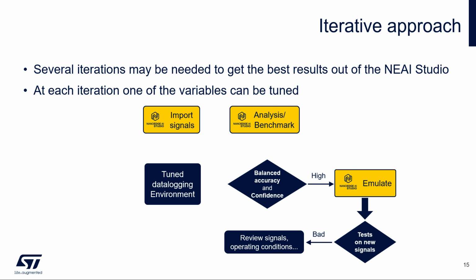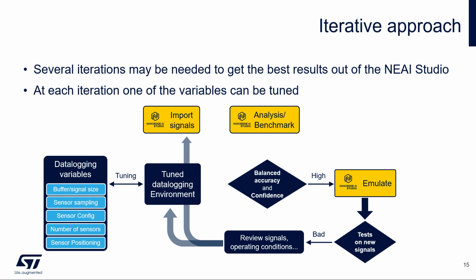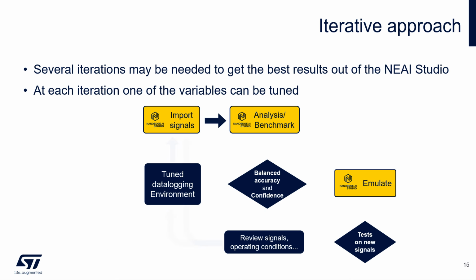In this case, it is needed to review which signals were used for what purpose. Maybe the real operating conditions are slightly different. Maybe some pre-processing of the signals is needed. And in the end, maybe some data logging variables need to be adapted again. Then the process can iterate again. And when both benchmark and tests provide satisfactory results, the library can be deployed.